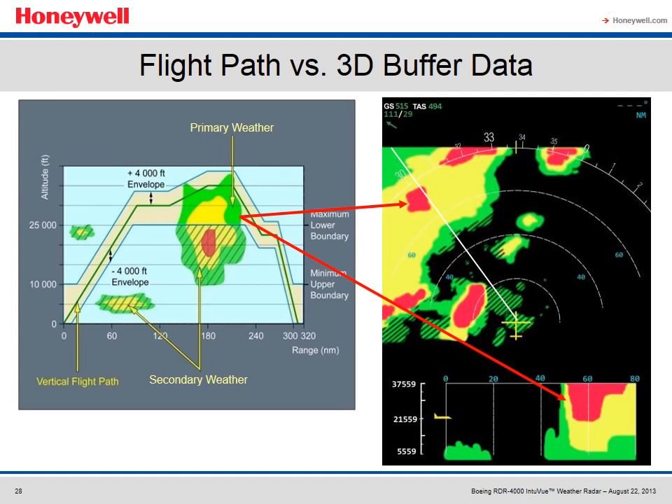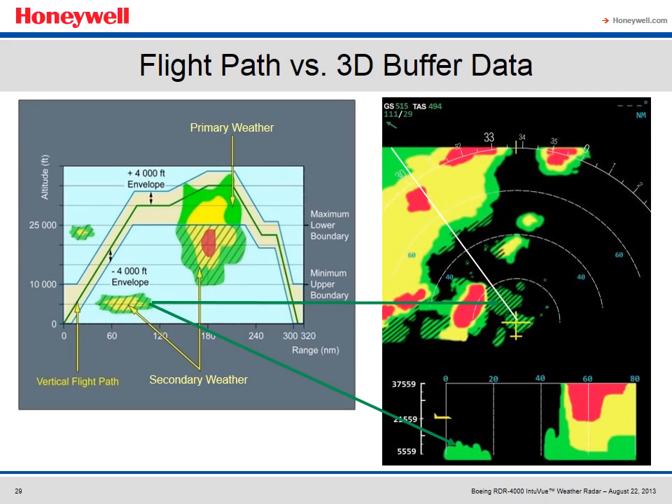This information can be presented in many ways, including comparing the buffer to the aircraft's flight path and displaying the weather on the flight path in solid colors as shown here, and weather outside of the flight path is displayed in a different pattern as shown here. This display is from a different display system, which includes a vertical display of weather.